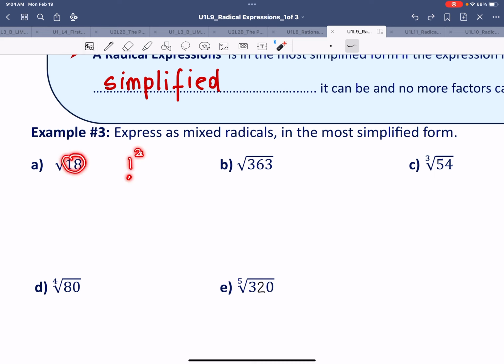So I would look for the perfect power of 2, which is 4. 18 is not divisible by 4, so we cannot break this down into 4 and something else. Then the perfect power of base 3: 3 squared is 9. So 9 is a perfect square. Is it a factor of 18? Oh, yes, it is. So therefore, we're going to rewrite the number 18.